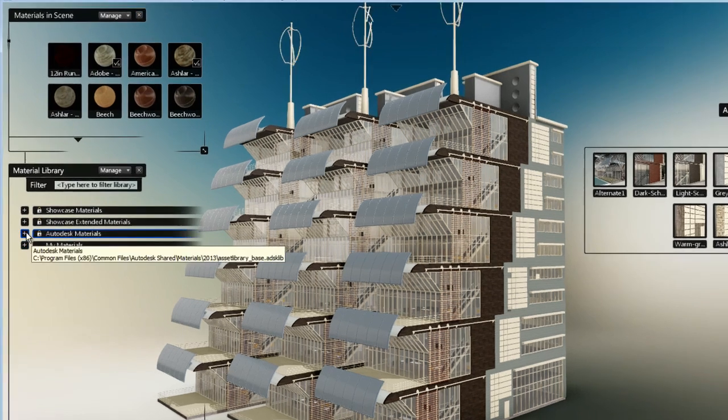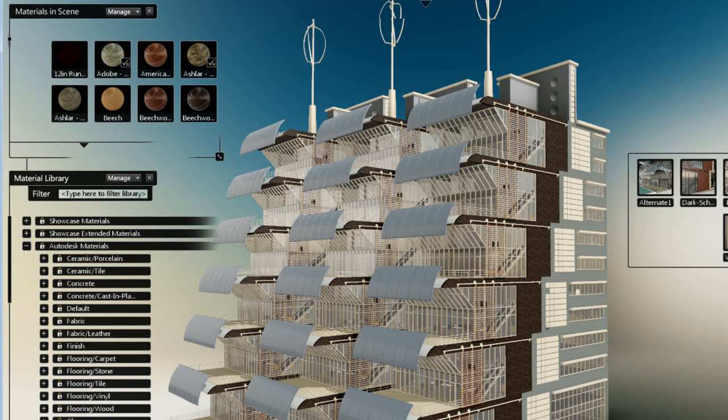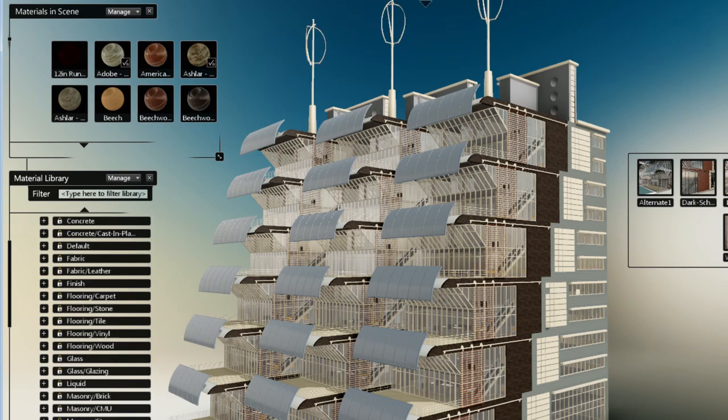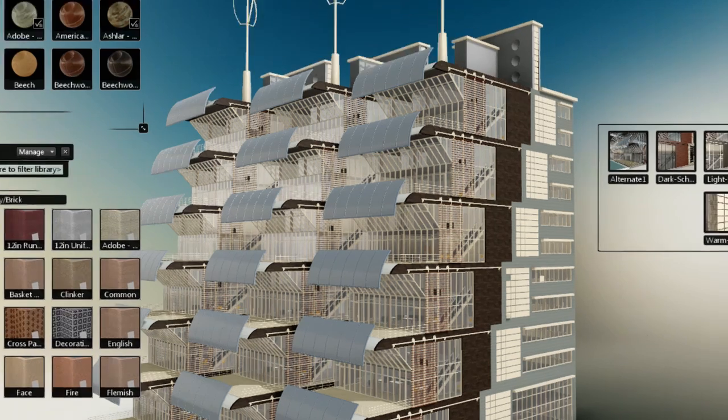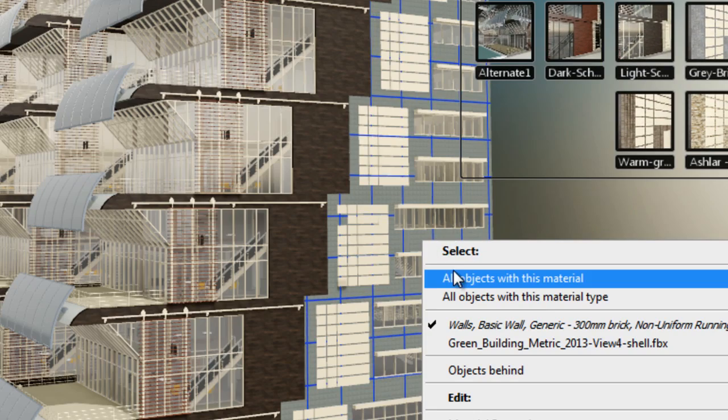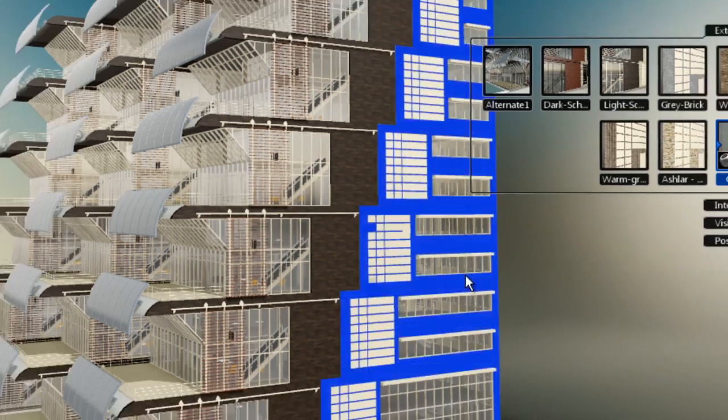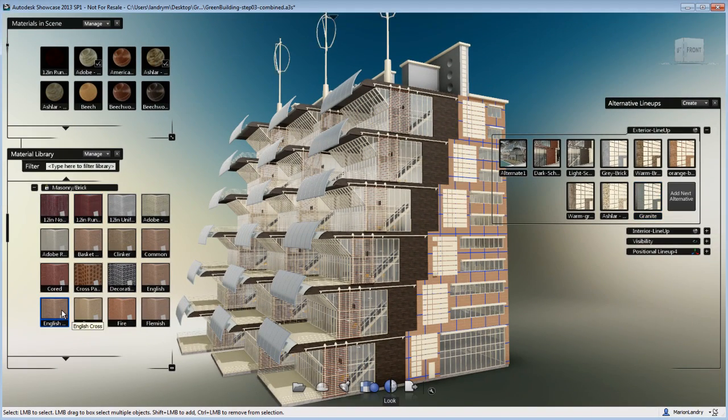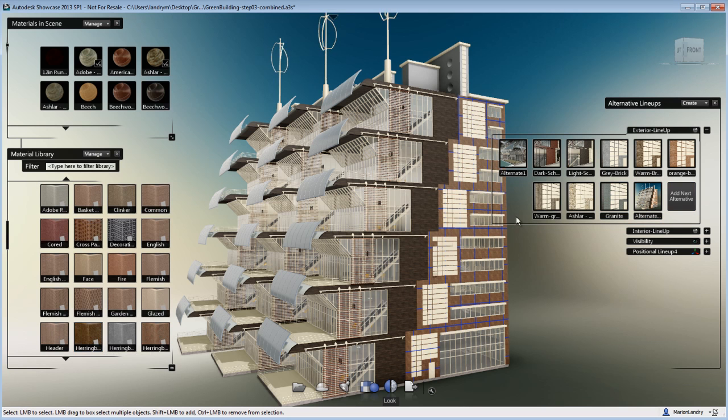Showcase supports the Autodesk Material Library, so the materials that were applied in Revit are preserved. Selection and application of different materials in Showcase is a simple task, with the option to select all objects with the same material. Then, it's up to you to try as many materials as you want and save your selection to material alternatives.